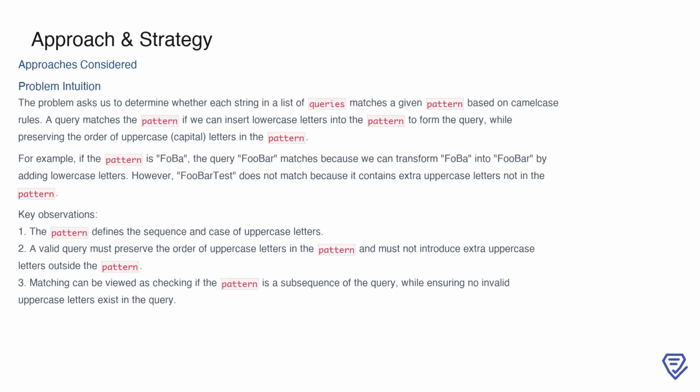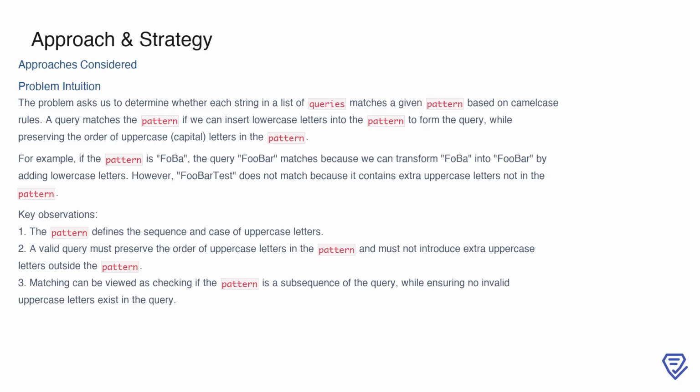To solve the Camelcase matching problem, we need to determine if each query in the list matches a given pattern based on Camelcase rules. Here's how this works. A query matches the pattern if we can add lowercase letters to the pattern to form the query, while keeping the order of uppercase letters intact. For instance, with the pattern FOBA, the query foobar is valid because we can transform FOBA into foobar by adding lowercase letters. However, foobar test does not match because it contains an extra uppercase letter, T, which is not part of the pattern. The key here is that the pattern dictates both the sequence and case of uppercase letters.